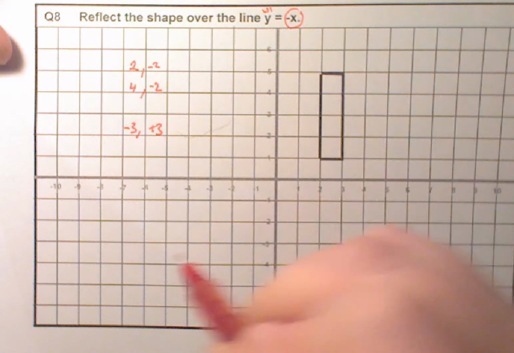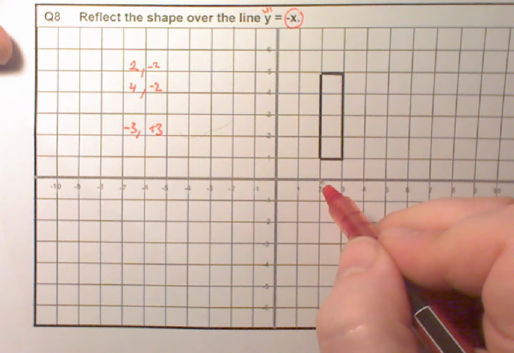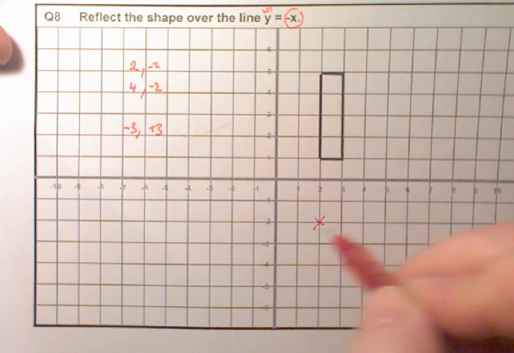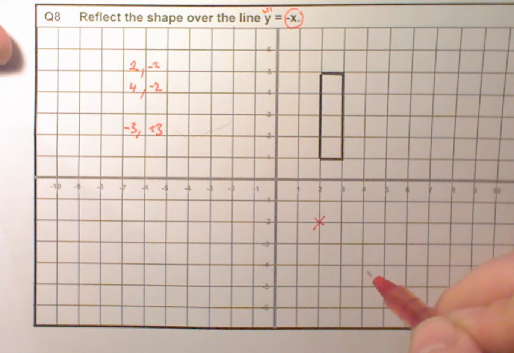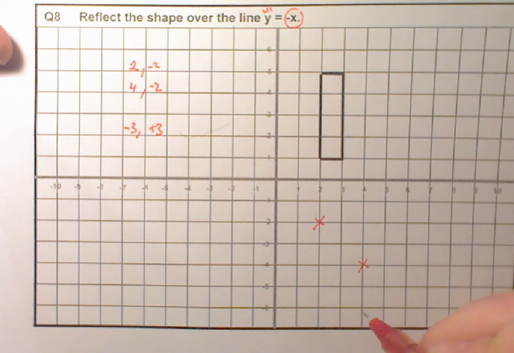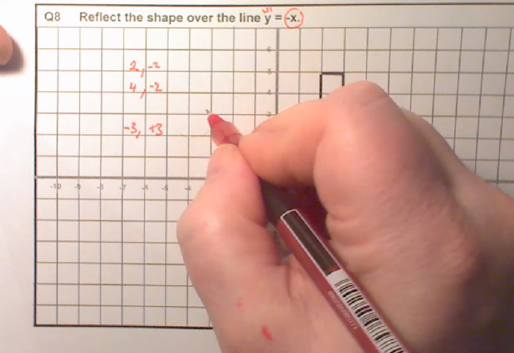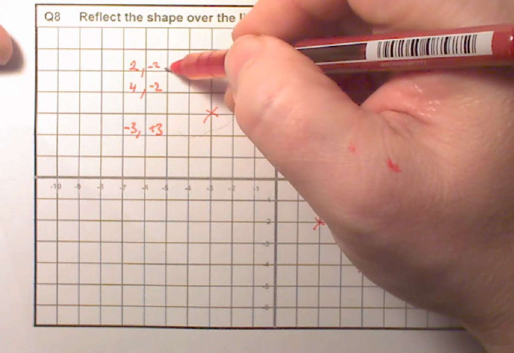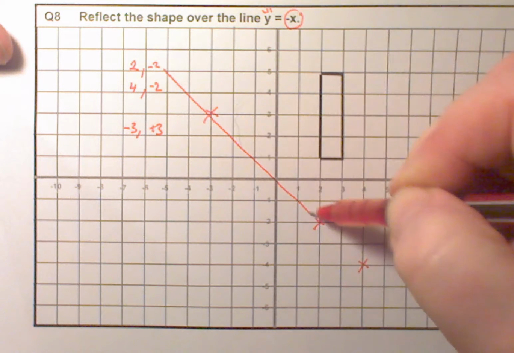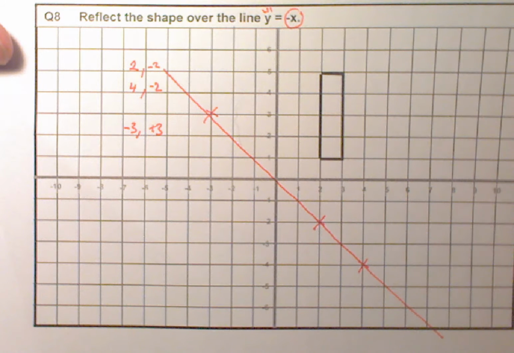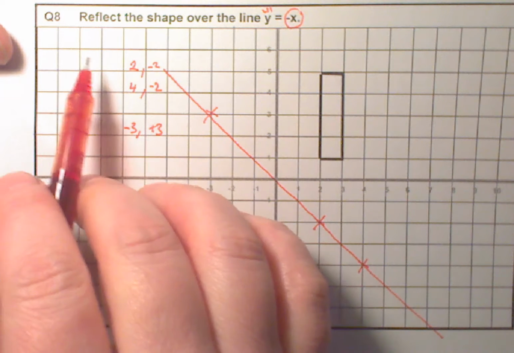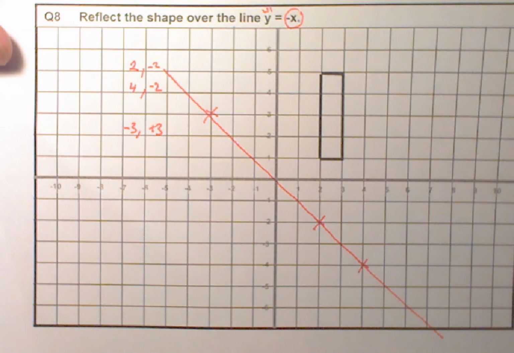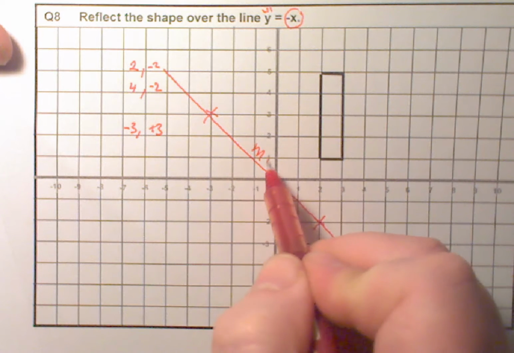And let's plot those points. So 2, -2 is here. 4, -4, beg your pardon, is there. And -3, 3 is here. And if we draw a line through, we get a line going through the origin, which is going downhill, a downward slope, and it's at 45 degrees as well. So that's the y equals minus x line, and you reflect in that like any mirror line you would.